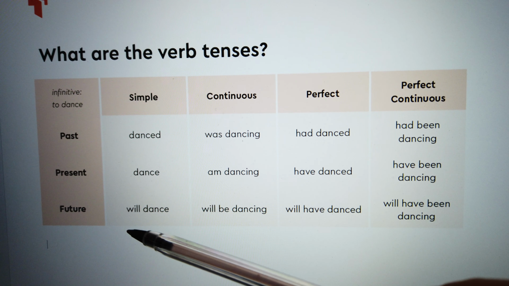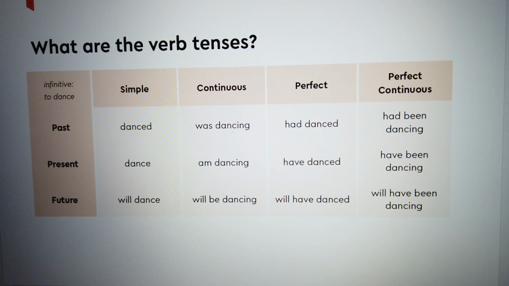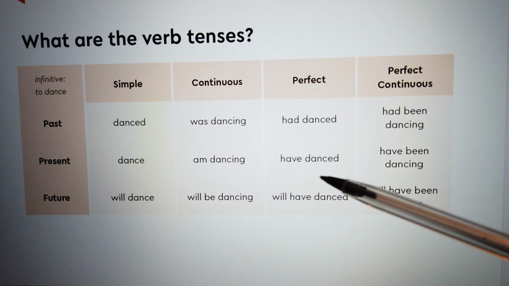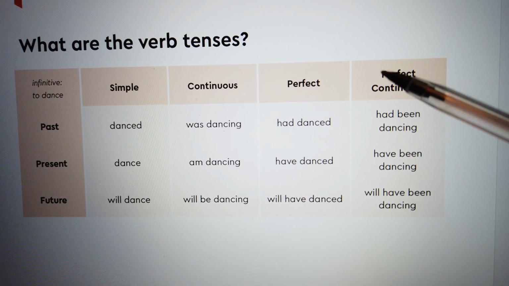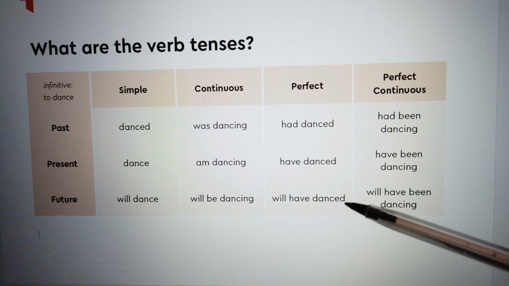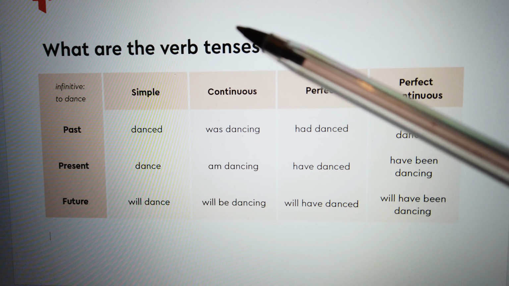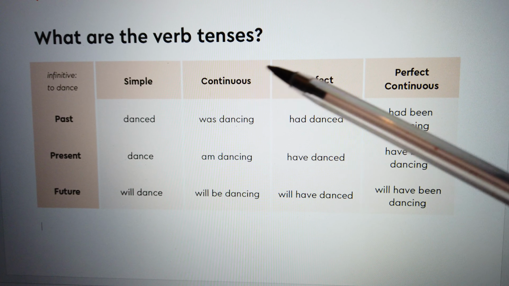Future, will dance. Future continuous, will be dancing. Future perfect, will have danced. And then future perfect continuous, will have been dancing. So this is just one set of examples, but it hopefully should make it easier moving forward.